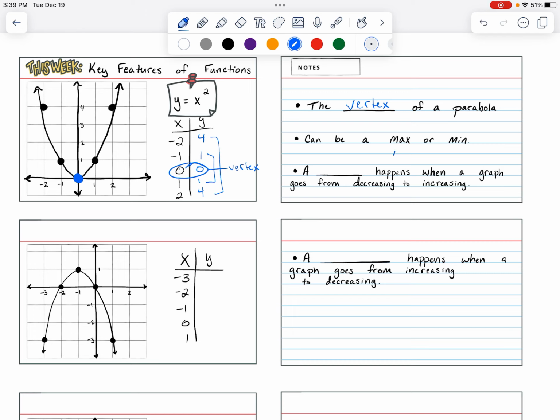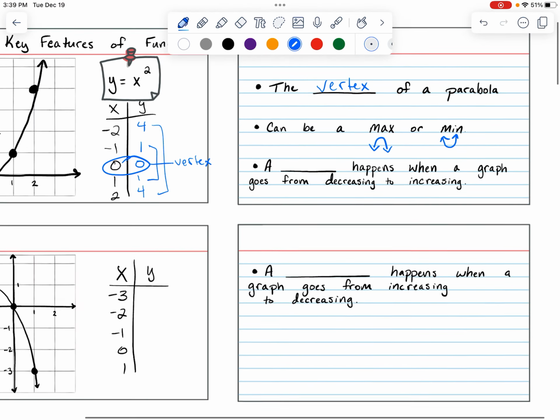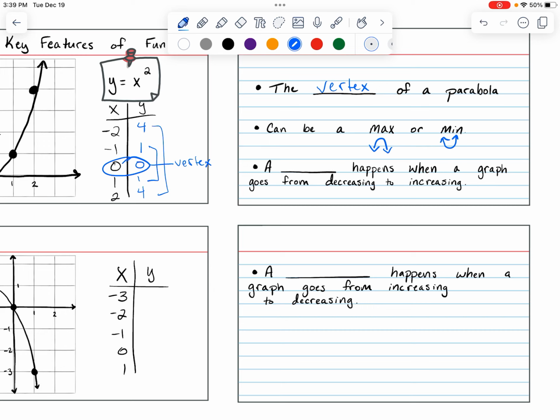This can be a maximum or a minimum. A maximum is going to look like a mountain, and a minimum is going to look like a valley. A blank happens when a graph goes from decreasing to increasing. We talked about decreasing being going down, and increasing being going up. So if it's down to up, it's looking like a cup, which will be a minimum.